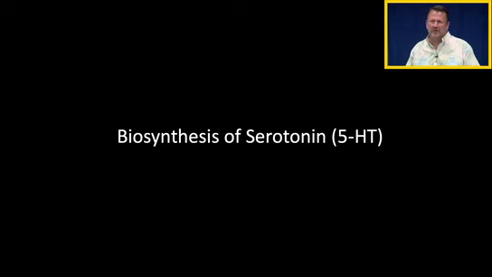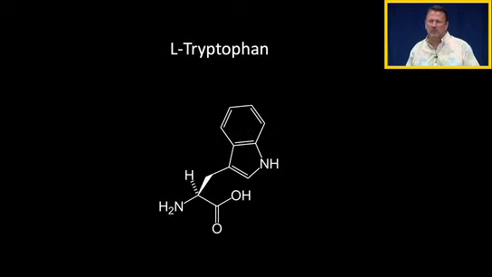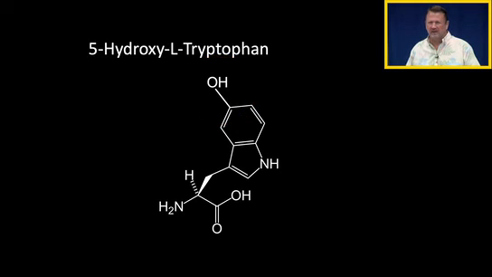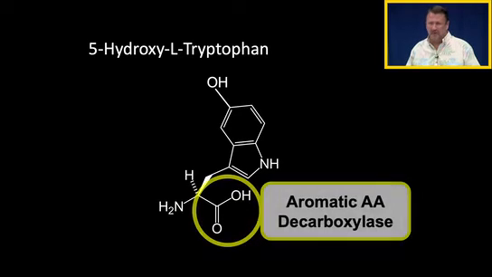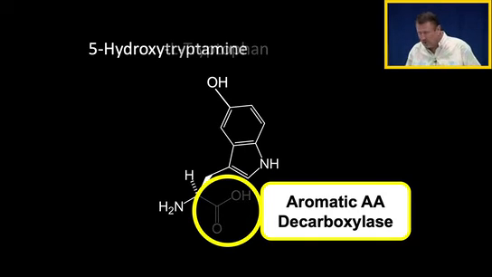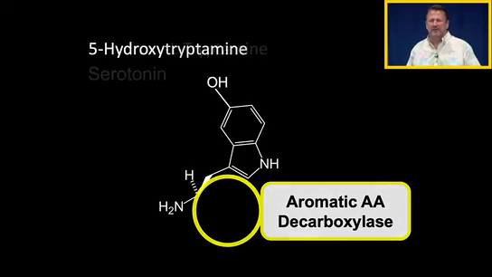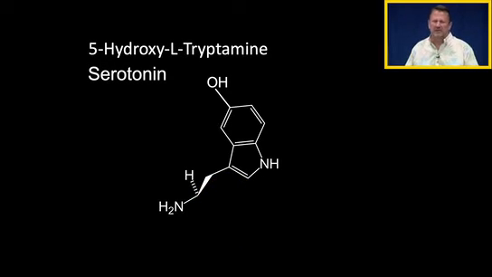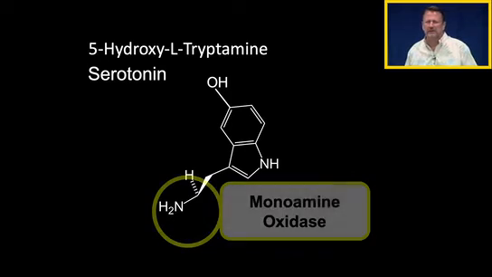All right, let's talk about serotonin, 5-hydroxytryptamine. We'll start with tryptophan, and we'll hydroxylate it. And now we have 5-hydroxy-L-tryptophan. And then the next step is to decarboxylate it. And we go from 5-hydroxytryptophan to 5-hydroxytryptamine, serotonin. Two steps: hydroxylation, decarboxylation. That's all I really want you to know about this.